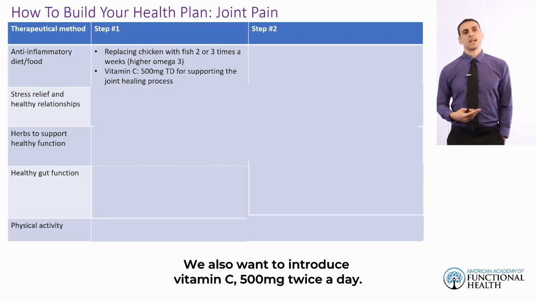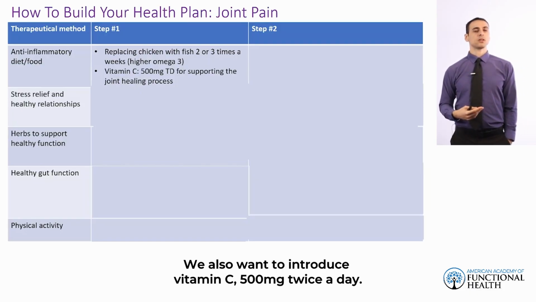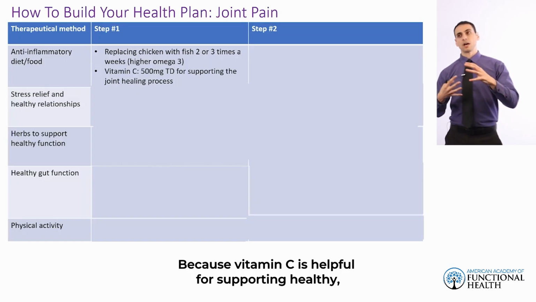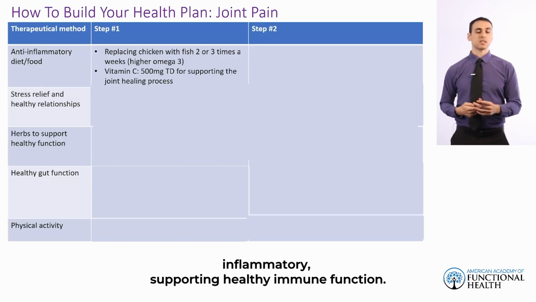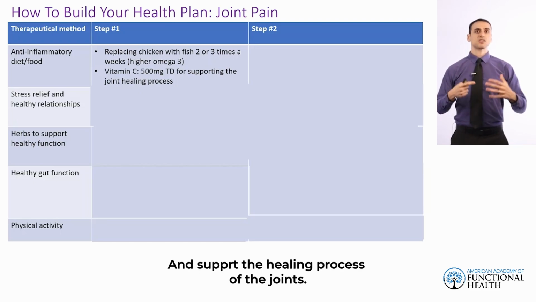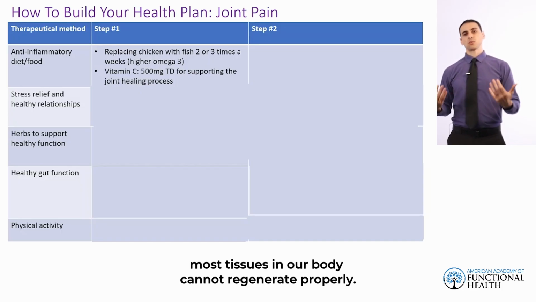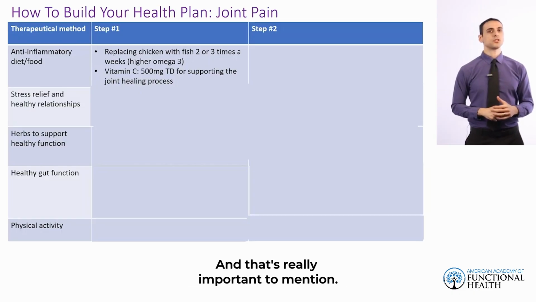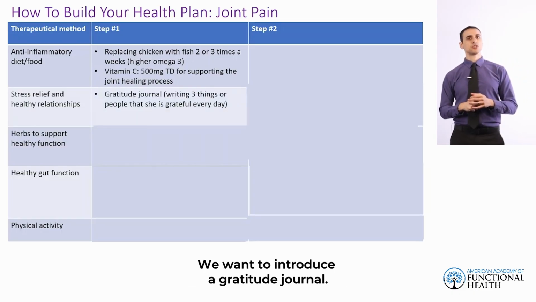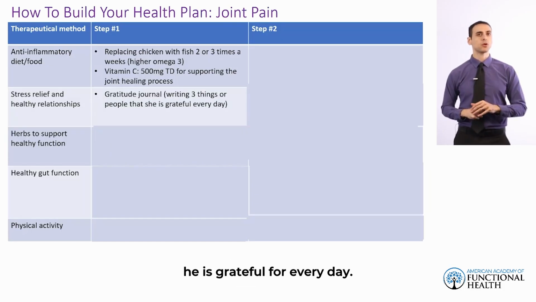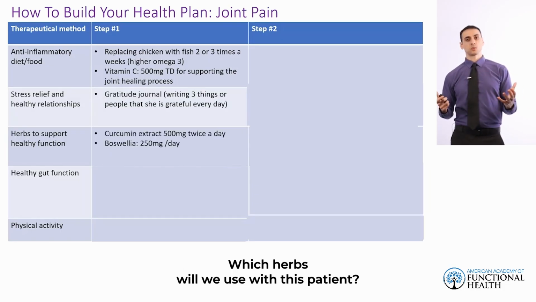We also want to introduce vitamin C, 500 milligrams twice a day, because vitamin C is helpful for supporting healthy immune function, and supporting the healing process of the joints. Without adequate amounts of vitamin C, most tissues in our body cannot regenerate properly, and that's really important to mention. We want to introduce a gratitude journal, so write 3 things or 3 people that he is grateful for every day.